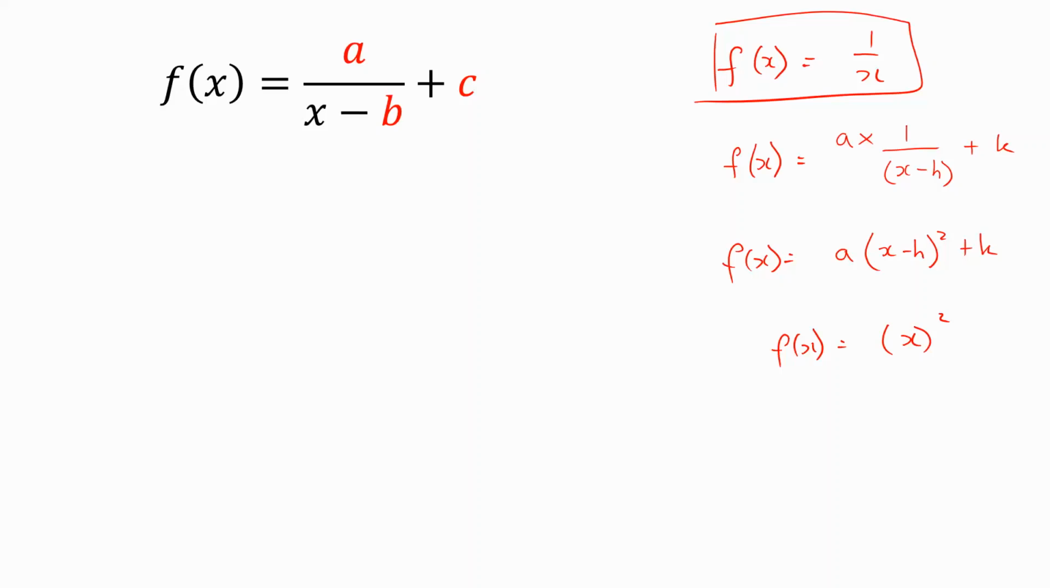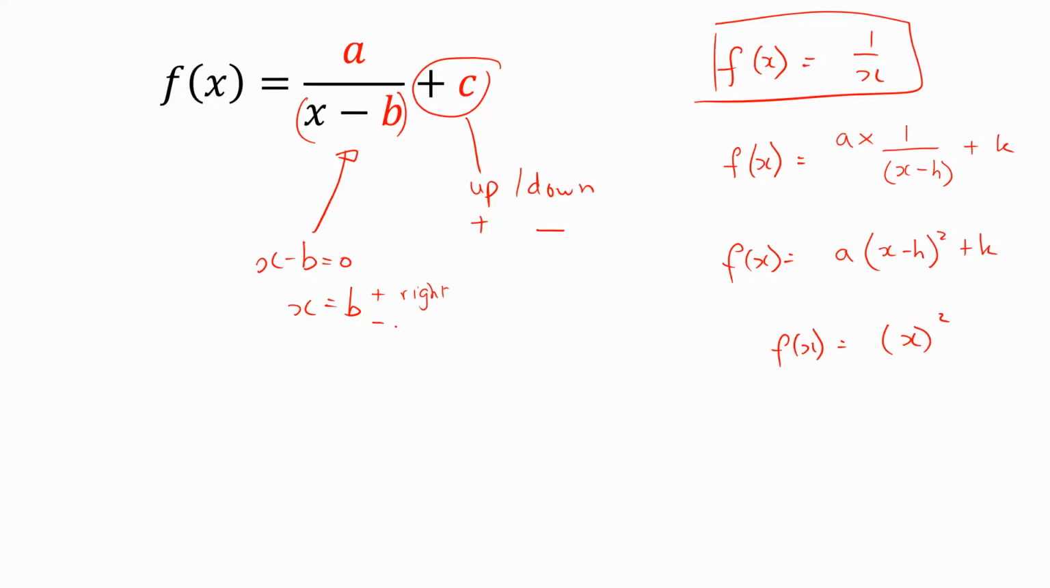So if I look at this one now, the c, this tells me up or down, just like we've always been used to. Positive is up, negative is down. If you want to know if this moves left or right, what did I teach you? What did I say? What did we do? Good. Let it equal 0. So x minus b, let it equal 0 and solve for x. If it's positive, it's to the right. If it's negative, it is to the left. Okay? So that's what we know.